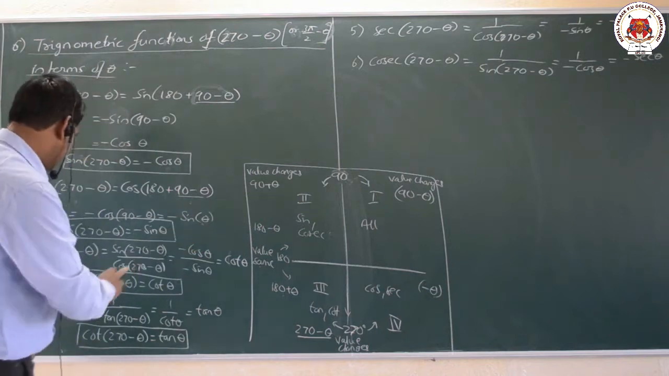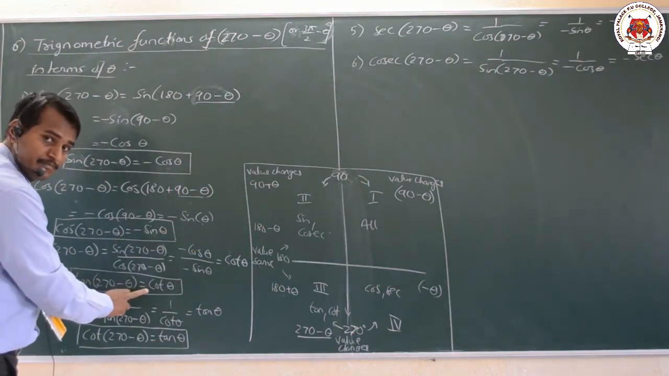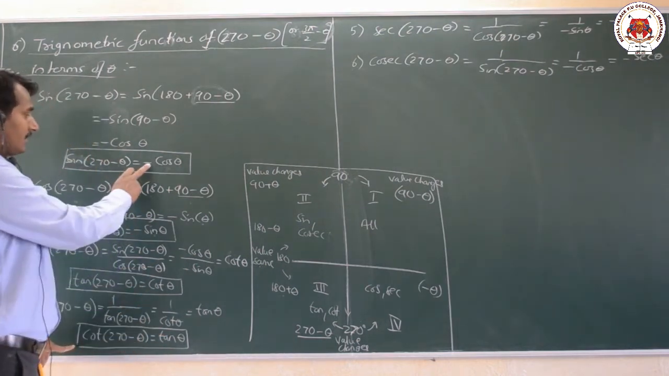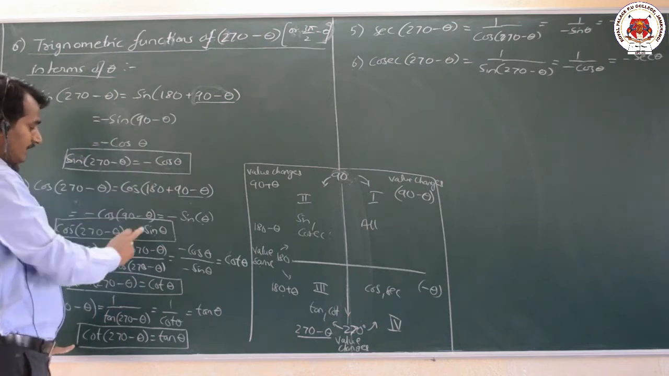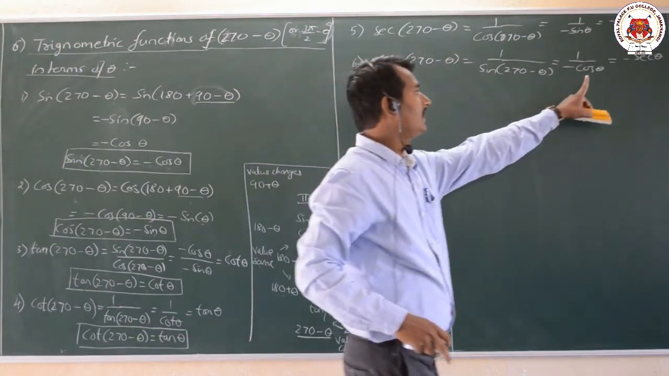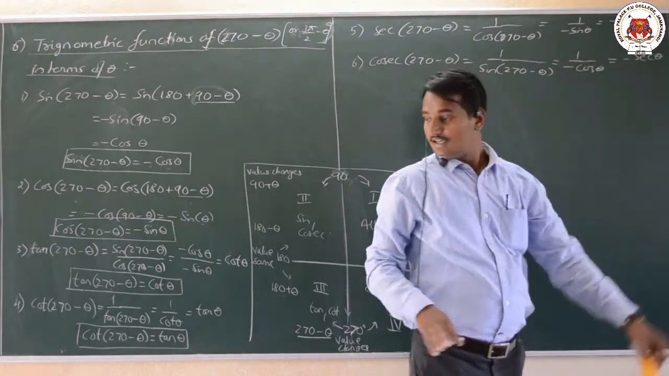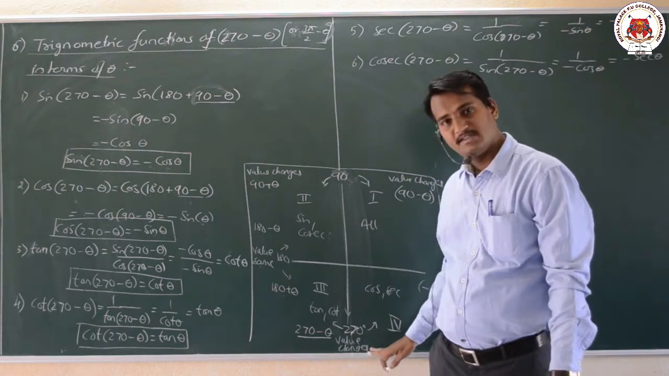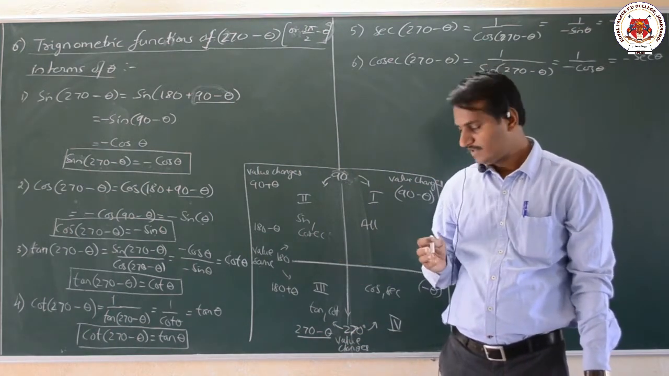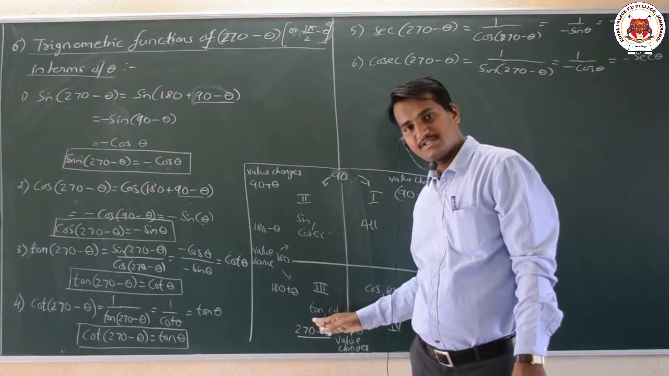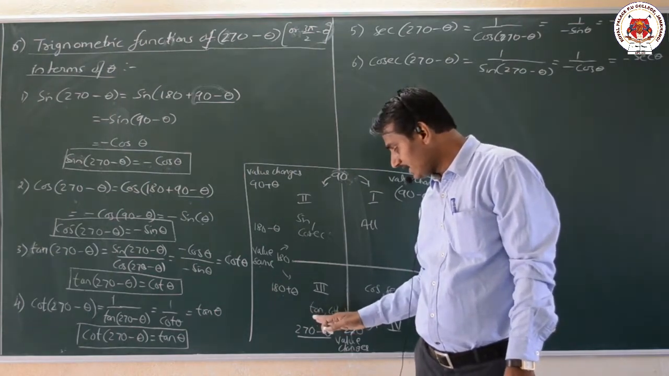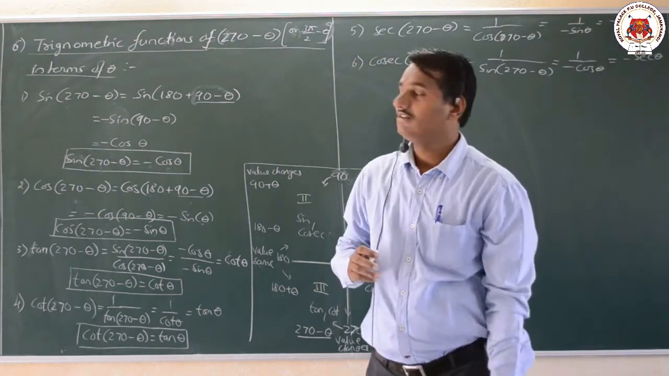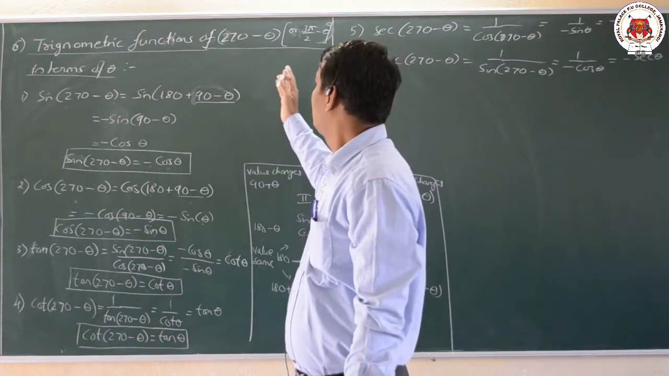For example, tan of 270 minus theta, it is positive. Cot of 270 minus theta, it is positive. And all the remaining values are negative, minus sign. That means here in this 270 minus theta, it comes in the third quadrant, the value changes, sine to cos, cos to sine, and so on. And here the sign depends on this ASTC rule. In the third quadrant only tan and cot are positive, remaining all values will be negative. Okay, dear students, this is the discussion about 270 minus theta.